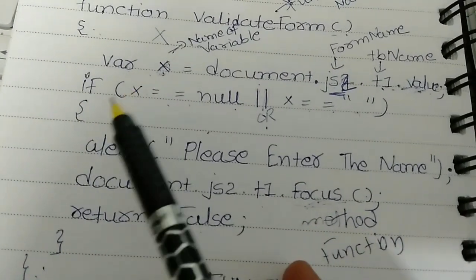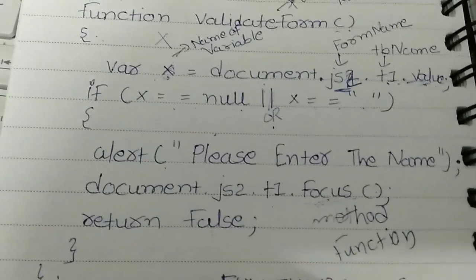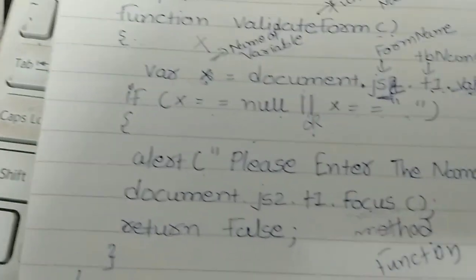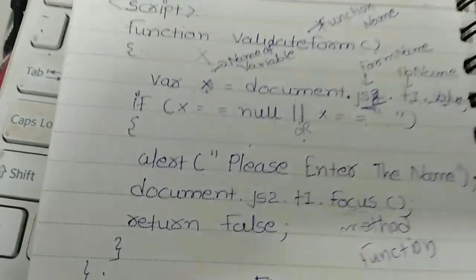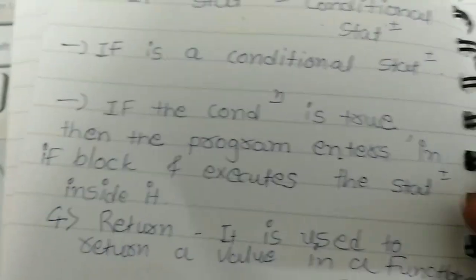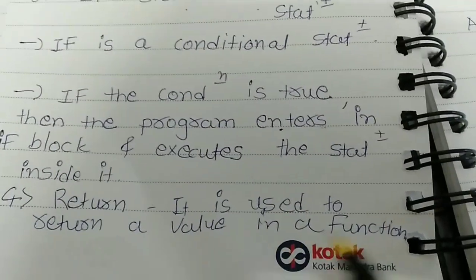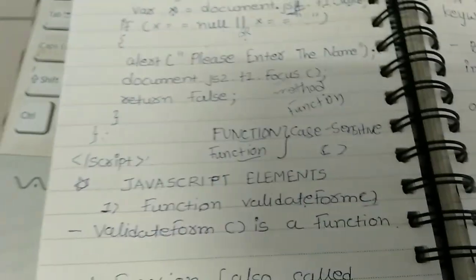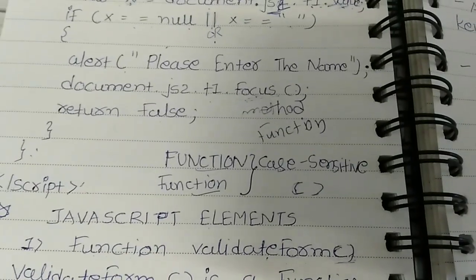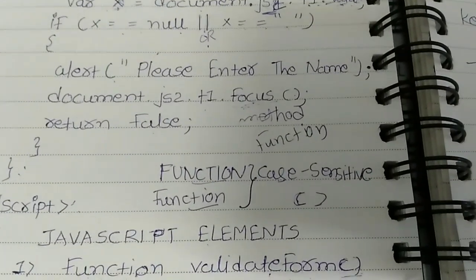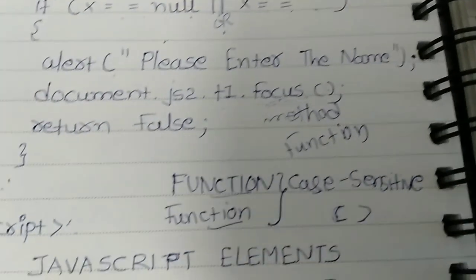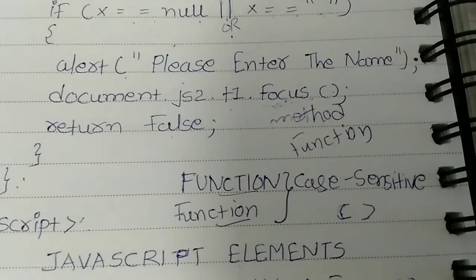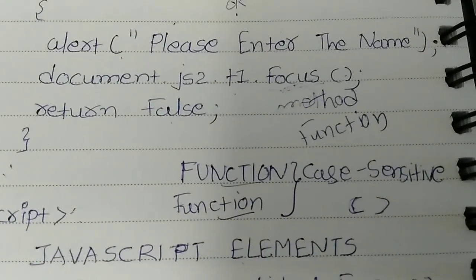Curly bracket for the if statement and curly bracket for the function. Return. Why are we using return false? Return is used to return a value in a function. If a function wants to return a value, then you have to write a return statement. Return true, return false. You have to write return false.